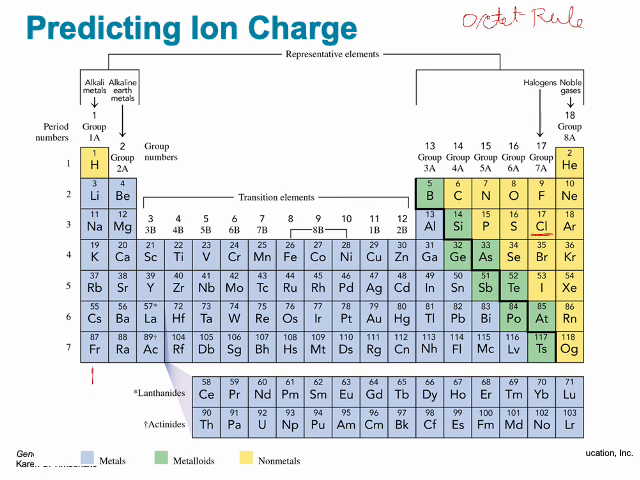How about group number 2? Group number 2 has 2 electrons in their outermost shell. 3 has 3, 4 has 4, 5 has 5, 6, 7, and 8. Okay, so here I'm talking about these representative elements and not this. We're not talking about these right now. Not transition elements, same thing, we're not talking about these.